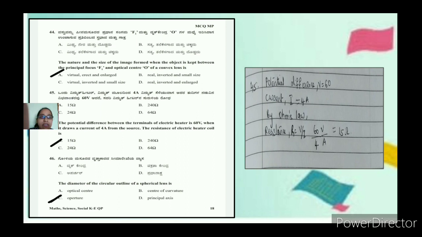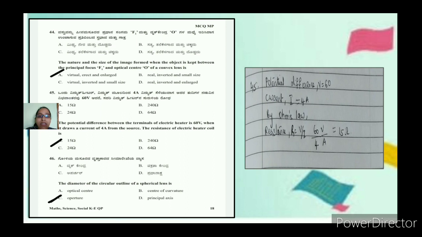So what is given here? The potential difference is given, so V is equal to 60. Current I is equal to 4 amperes. And we will be using the formula by Ohm's law. Resistance R is equal to V by I. So you are going to substitute the values here. The potential difference V is equal to 60 by I is 4 ampere. So that gives your answer as 15 ohm.